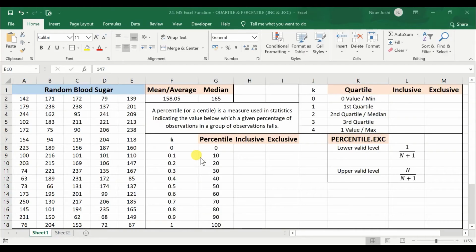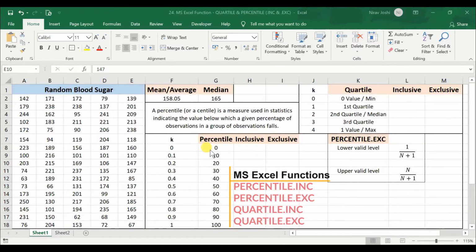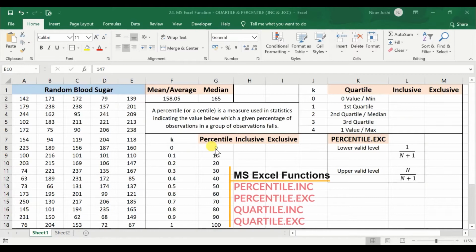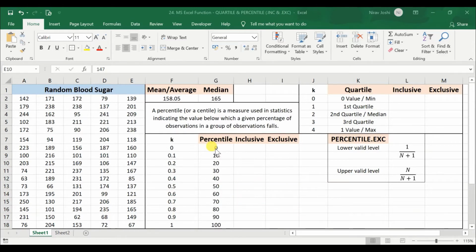Hello friends, welcome to this video of Microsoft Excel functions in which we are going to discuss two functions, quartile and percentile, along with their variation to include or exclude the terminal values that are the minimum and maximum value of the data range as cutoff for percentile.